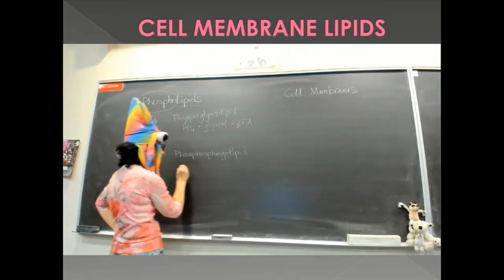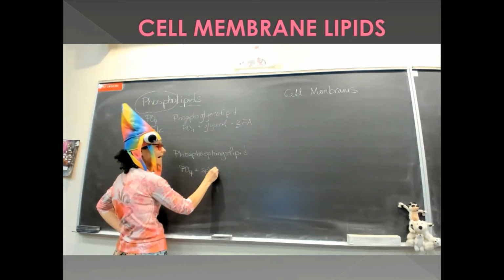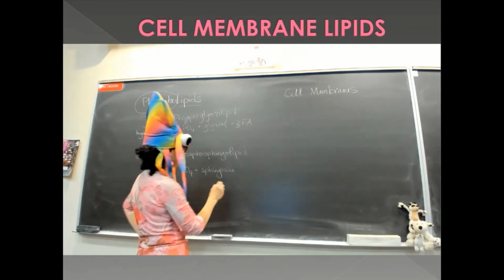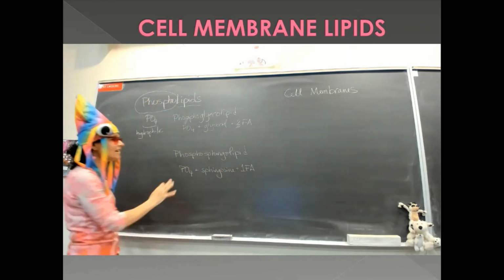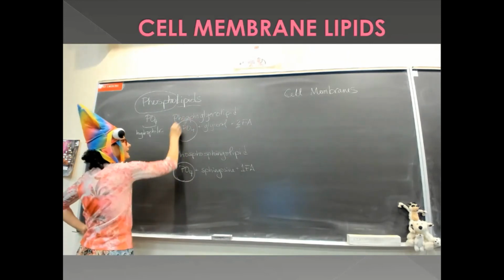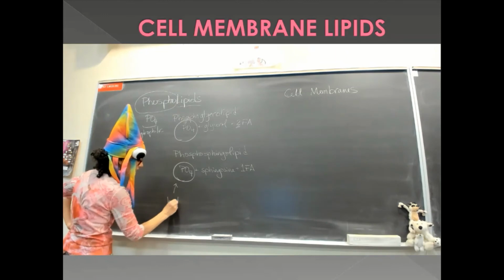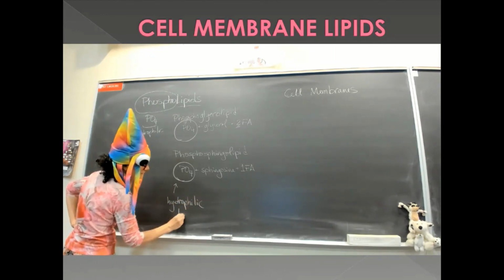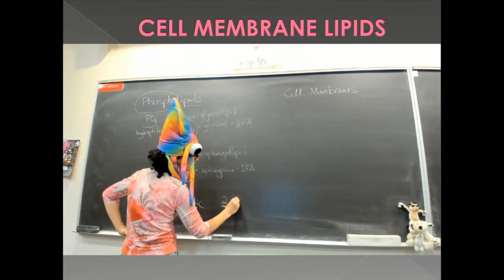So what happens here is you have a phosphate plus sphingosine, and I will show you sphingosine in the slideshow. I don't remember how to draw it out. And one fatty acid. But the key is they're going to come out the same. They're both going to have the phosphate as the hydrophilic head. And then there's always going to be two hydrophobic tails.